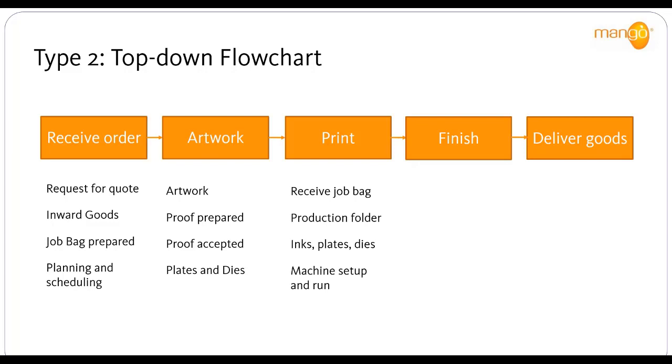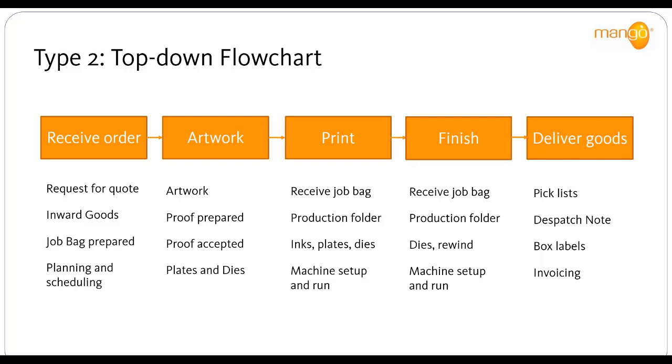Once they've got that information, they then create a job bag, and so the printers get a job bag, they get a production folder. That's how you set up the machine, and then you find your inks and your plates and your dies, and then the machine is set up and then it's run. So that's that process. And then in the finishing area, they also get a job bag and a production folder, and they get the dies and the rewind and this machine, and they run that as well. And then in delivery, there's a pick list, dispatch notes, there's box labels, and there's invoicing.